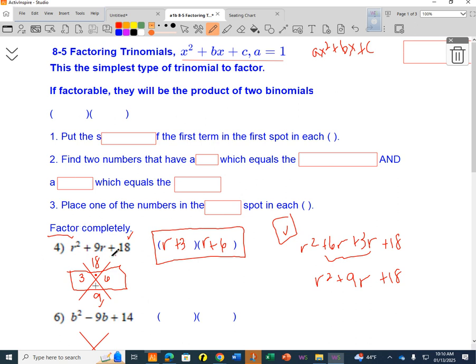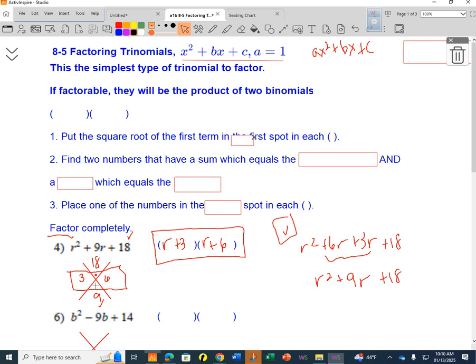So they gave us basically the answer to a multiplication problem. We have to tell them what two factors we can multiply to get that product. Make sense? Okay, let's go. The first thing we're going to do is put the square root of the first term in the first spot in each parentheses. We're always going to start with blank parentheses, and then here we put an r and an r in. We do that.